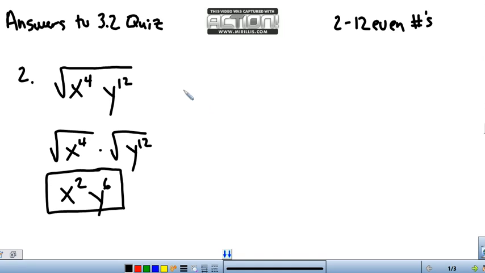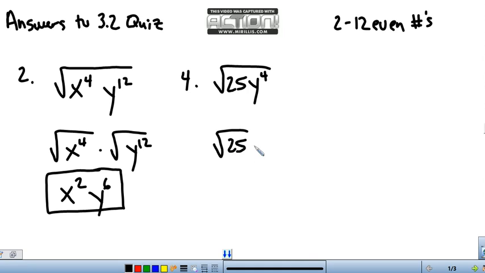All right, number 4. Very similar to number 2. You have the square root of 25y to the 4th power. Let's go ahead and break that apart. Make that the square root of 25 times the square root of y to the 4th. Okay, the square root of 25 is 5. Okay, the square root of y to the 4th power is y squared. Okay, and there's your answer for number 4.